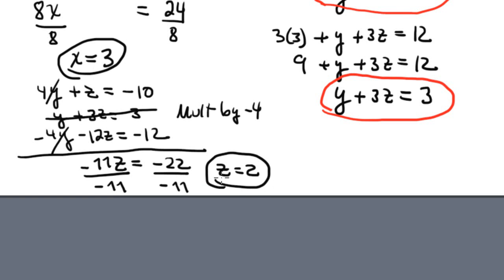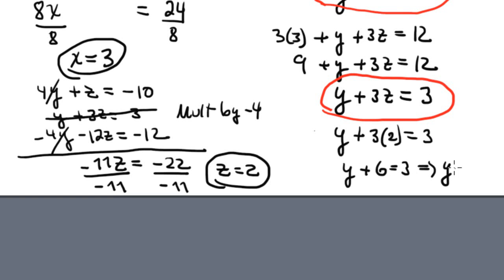I need to find y. Let me use in here y, and what equation am I using? For example, using this equation directly to find y: y plus 3 times z, which is 2, is equal to 3. y plus 6 is equal to 3, then y is equal to 3 minus 6, which gets negative 3.